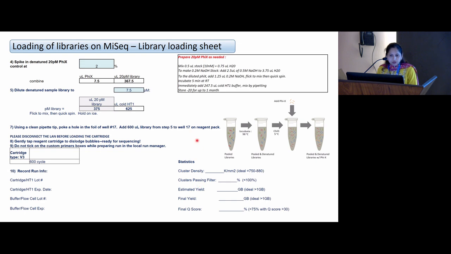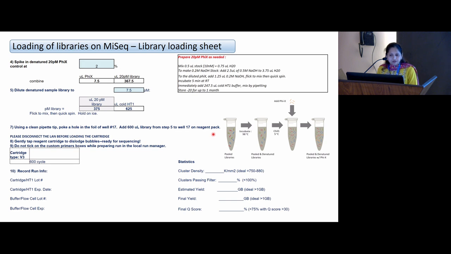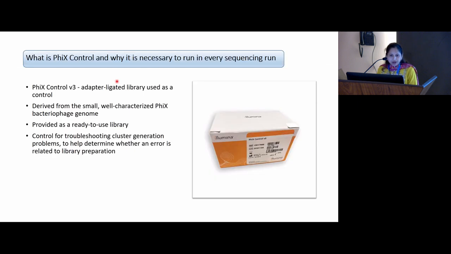After converting to 1.25 nanomolar, it is further diluted to 7.5 picomolar using HT1 buffer, which is provided in the kit. We also spike in the PhiX control during the run. So now, what is PhiX? It is an adapter-ligated library, ready to use. It is derived from the small, well-characterized PhiX bacteriophage genome, and it acts as a control for troubleshooting cluster generation problems, to help determine whether an error is related to library preparation.